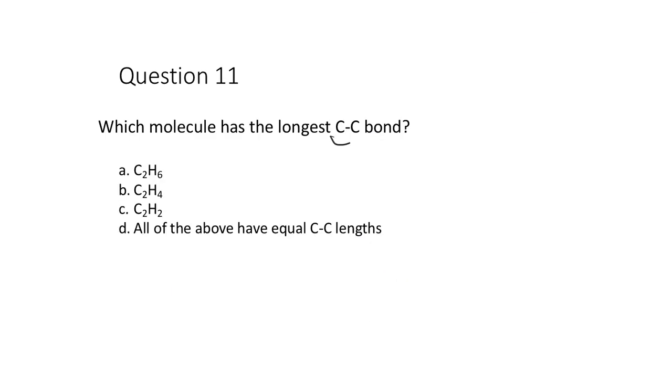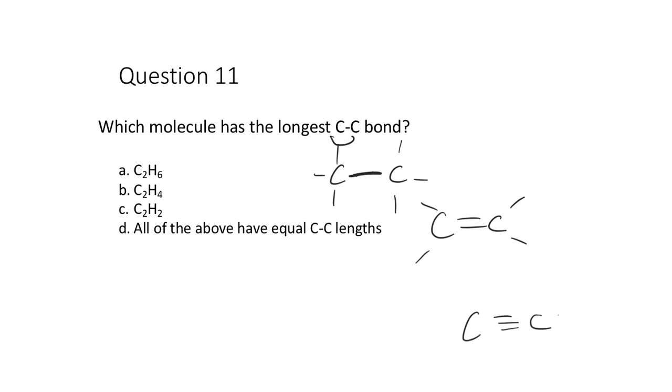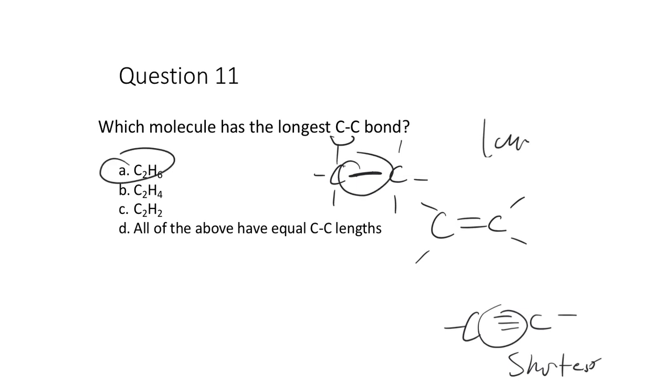Which molecule has the longest carbon-carbon bond? And so we have C2H6 single, we have C2H4, which is double, and we have carbon triple. So the triple bond here is the shortest of these three, and the carbon-carbon single bond is the longest. The double bond should be right in the middle.